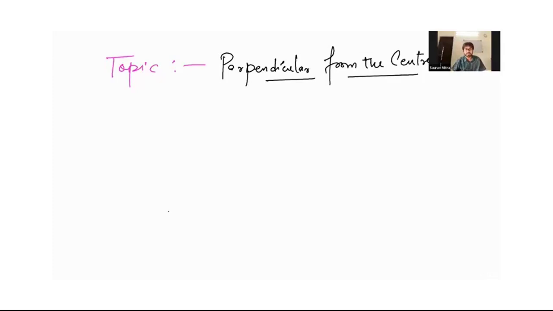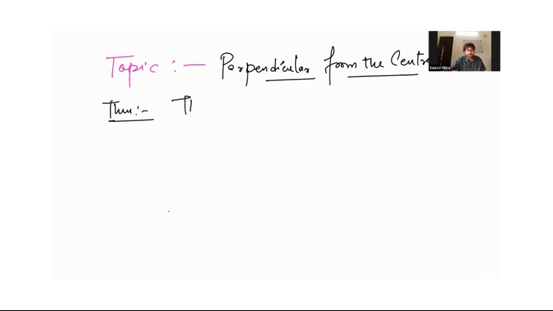Today's topic for the session is perpendicular from the center, from your chapter Circles. So we will discuss this topic. This is a very important theorem: the perpendicular from the center of a circle to a chord bisects the chord. So what is the theorem? This is very important. It has a very vast application.